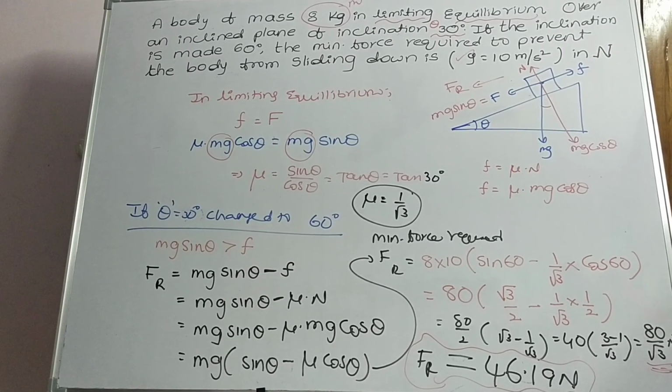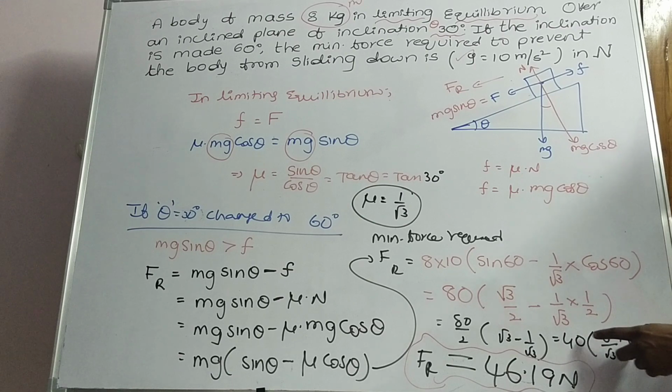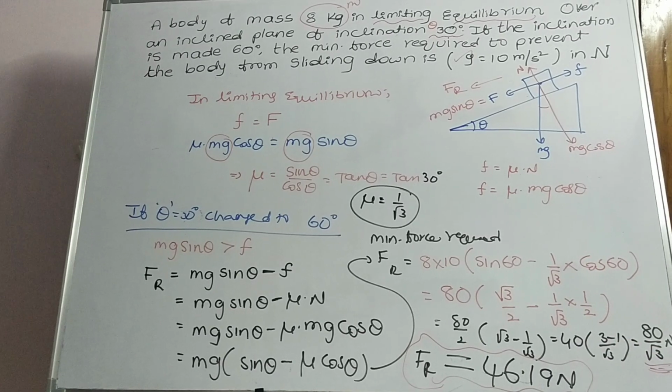So here is the calculation: 40 into (3 minus 1) by root 3, 40 into 2, 80, 80 by root 3. The simplification value is nothing but 46.19 Newton.